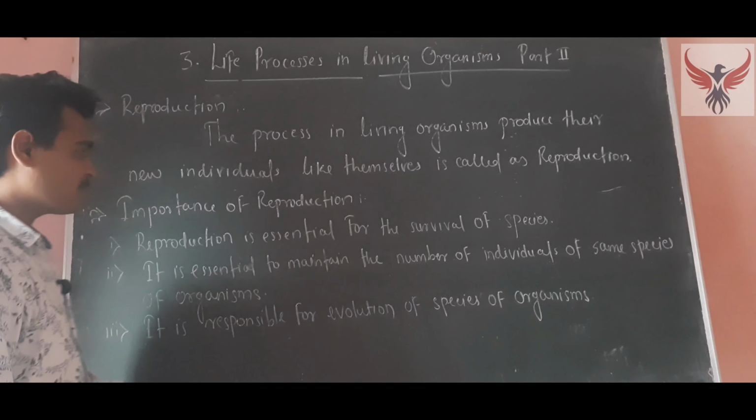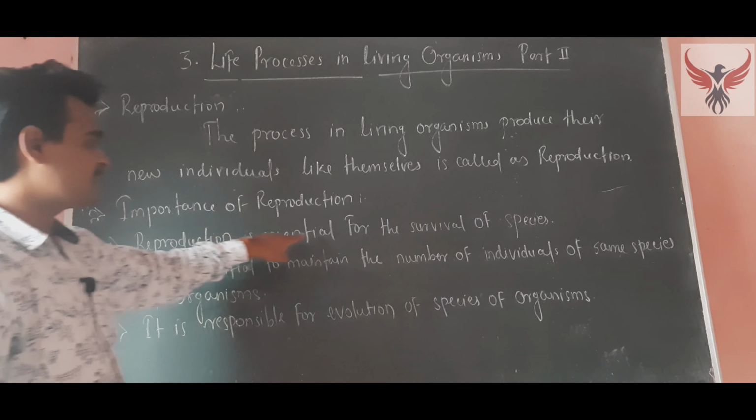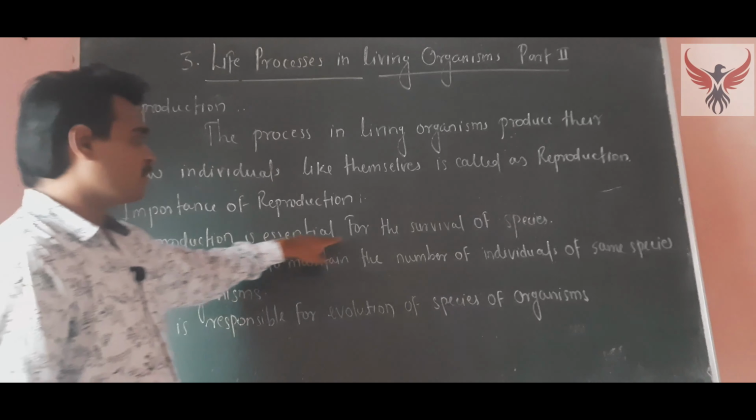The first importance of reproduction is that it is essential for the survival of species of organisms. Various species of organisms present on the earth's surface survive with the help of reproduction only, because an organism produces new individuals like itself through reproduction only. That's why reproduction is essential for the survival of species on the earth's surface. This is the first importance.